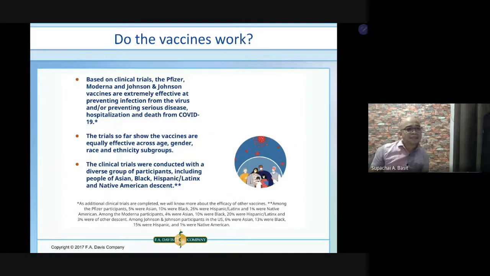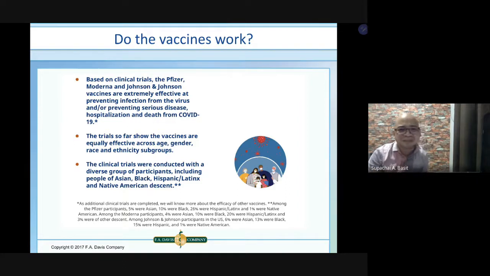So based on clinical trials, Pfizer, Moderna, and Johnson & Johnson, the latest ones being accepted in the US, are extremely effective in preventing infection from the virus and in preventing serious disease, hospitalization, and death. The trials so far show that vaccines are equally effective across age, gender, race, and ethnicity subgroups. So the clinical trials were conducted.